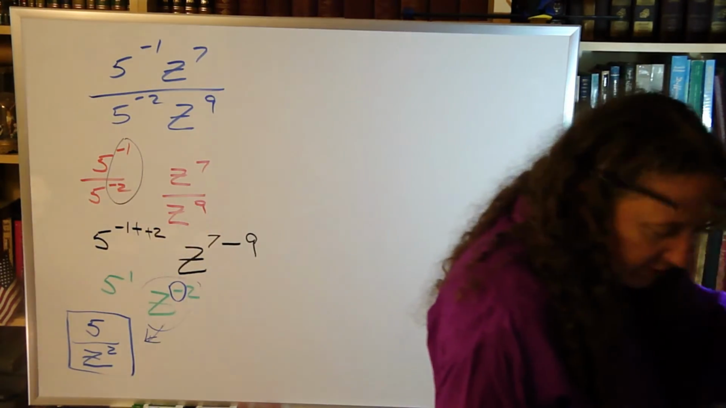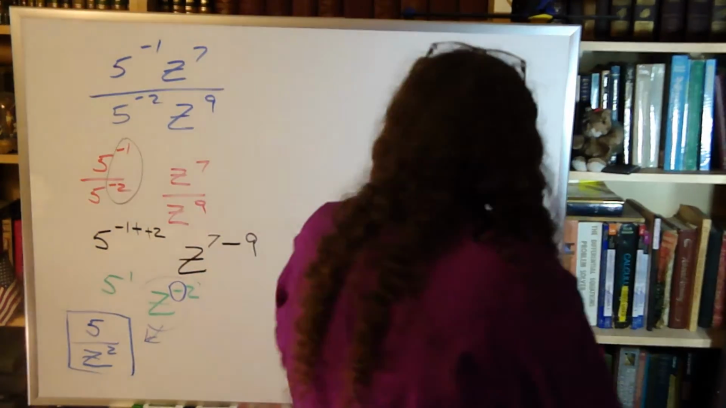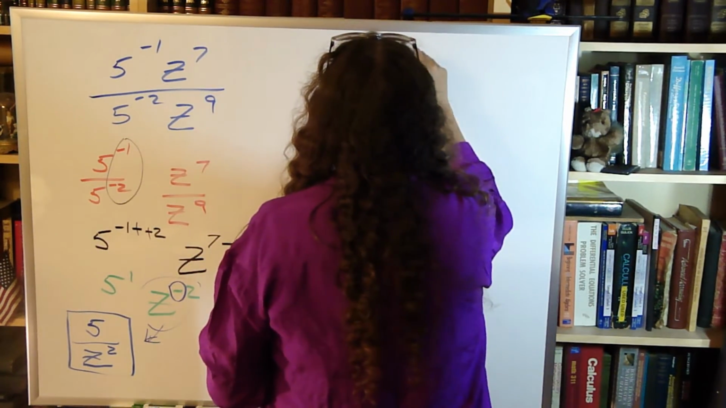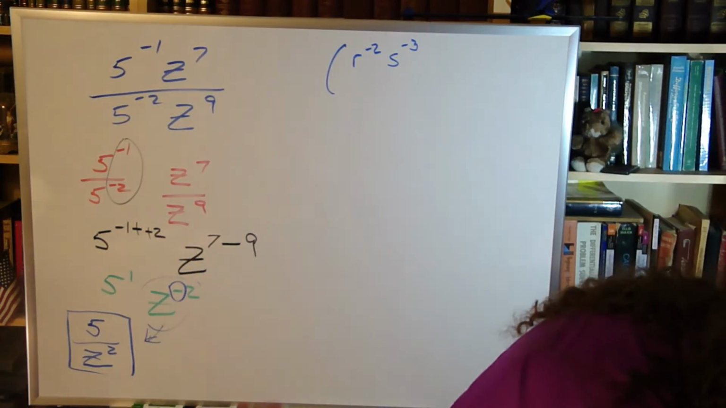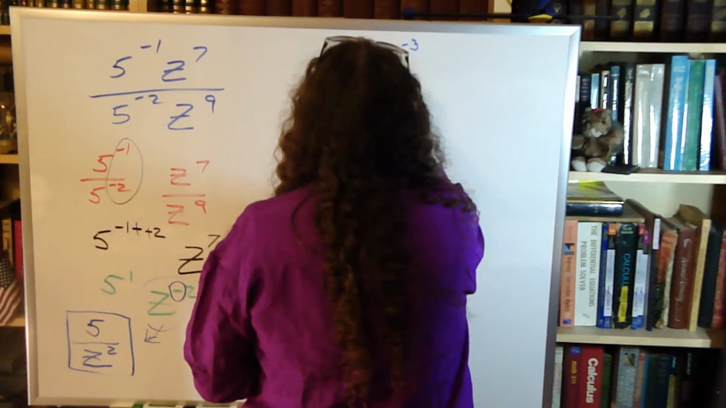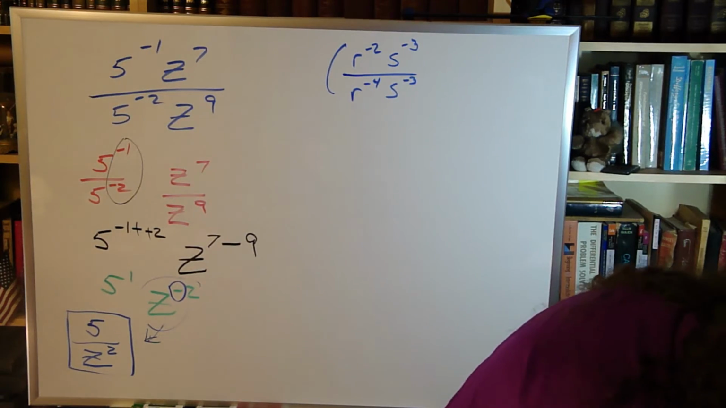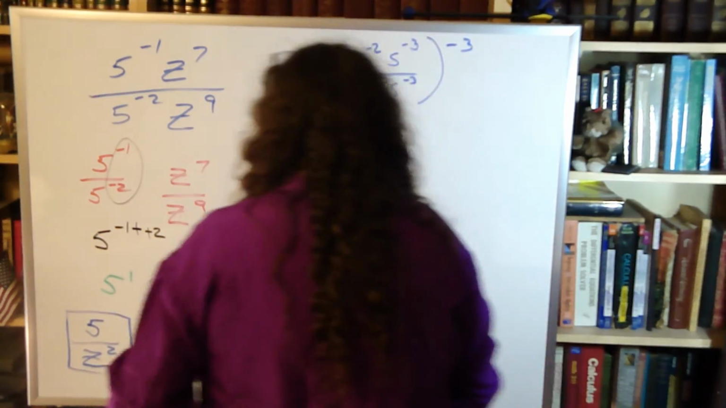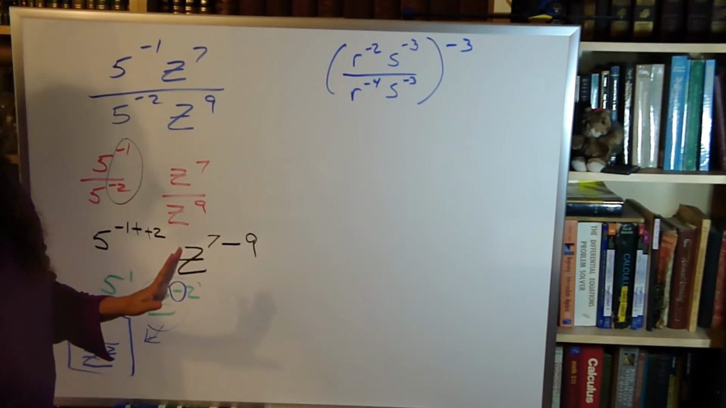Last one for this set of questions. Open parentheses, r to the negative 2, s to the negative 3, all over r to the negative 4, s to the negative 3, and all of that raised to the negative 3. That looks like a big mess. It's not so bad, trust me.